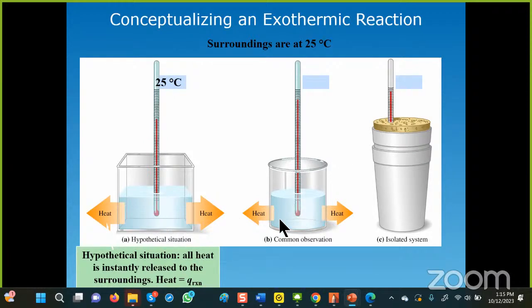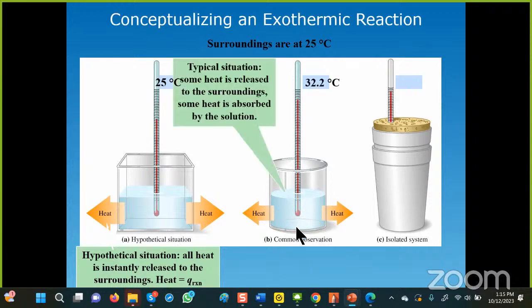Now, what is more likely to happen in reality is that some of the heat will be escaping into the surroundings, but the rest of the heat would be used to increase the temperature of whatever is left inside here. So you'll notice that the temperature here would be 32.2 degrees Celsius, even though the surroundings is 25. And that's because some of the heat that is generated will escape to the surroundings, but the rest of it will be absorbed by the solution. So therefore the temperature will rise to about 32.2 degrees Celsius.